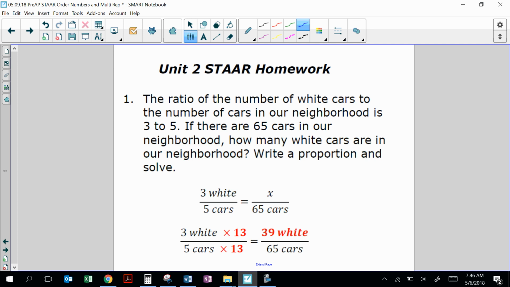So number 1. The answer to number 1 is 39 white. So there are 10 questions here. Each question is pretty much worth 10 points each. So the answer is 39 white. You might say, but why? How do you build 5 cars to 65 cars? The scale factor is times 13. 3 times 13 is 39 white.